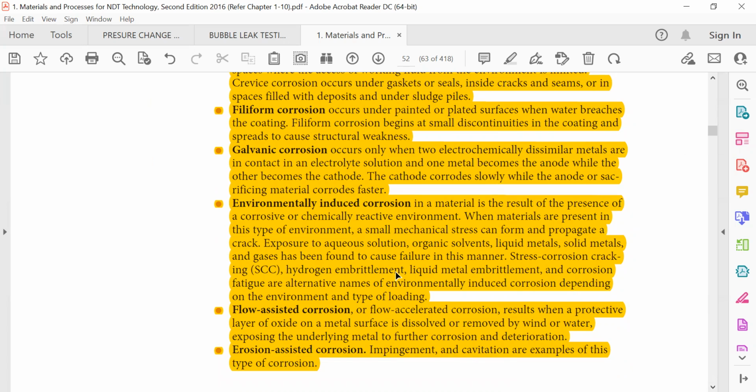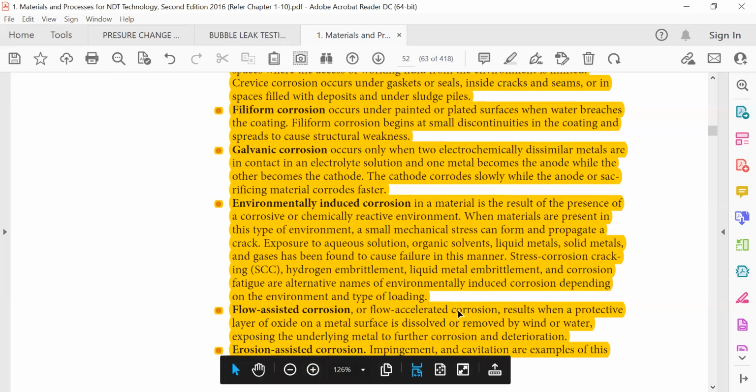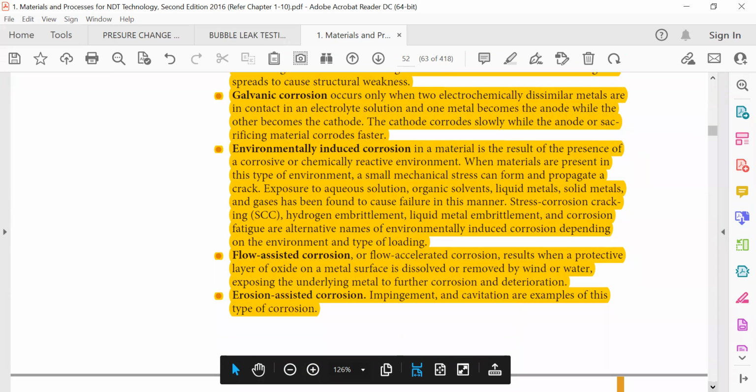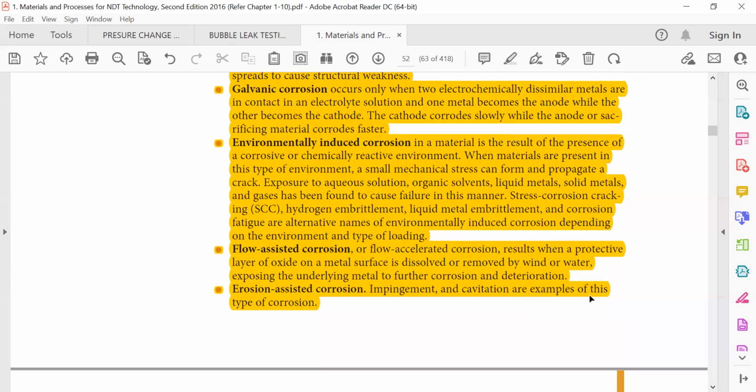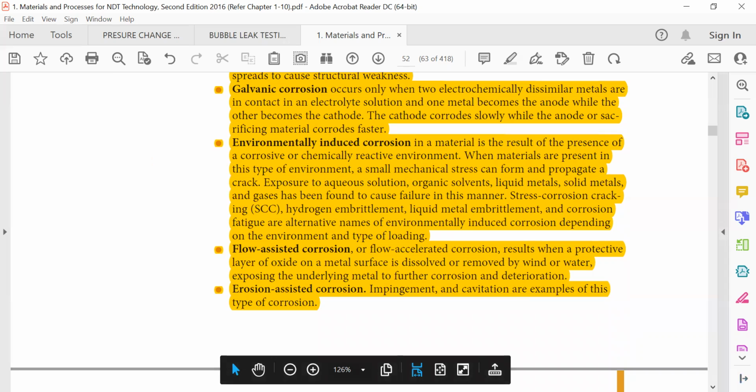Stress corrosion cracking, hydrogen embrittlement, liquid metal embrittlement, corrosion fatigue are alternate environmentally induced corrosion depending on environment and types of loading. Flow assisted corrosion: flow accelerated corrosion results when the protective layer of oxide on a metal surface is dissolved and removed by wind or water. Then another corrosion, the next: erosion assisted corrosion. Impingement or cavitation are examples of this type of corrosion.